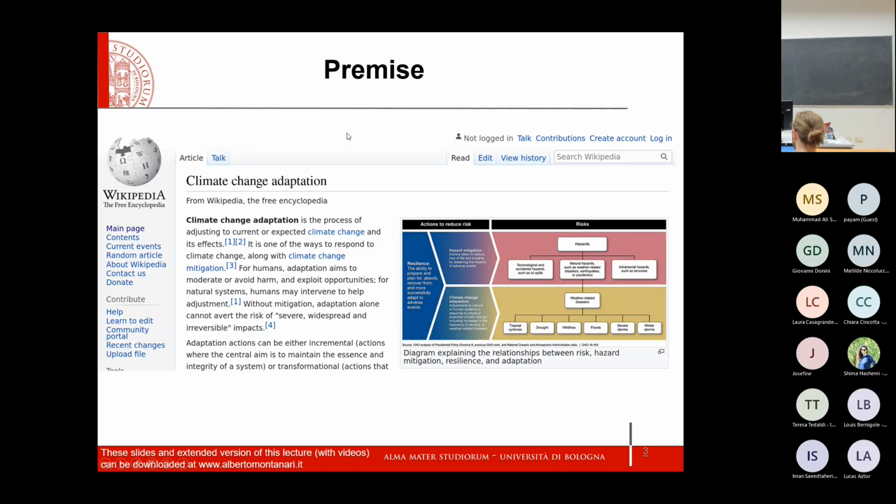Now, what is climate change adaptation? We know it already, we know the definition. It's the process of adjusting to current or expected climate change and its effect. And what does it mean? It means to moderate or avoid bad consequences. And I want to put the accent on it, exploit opportunities. Climate change may deliver opportunities.